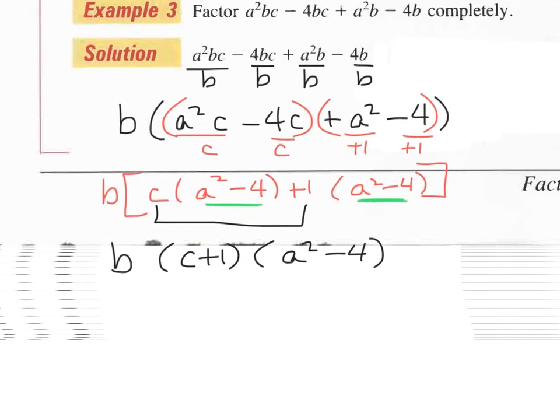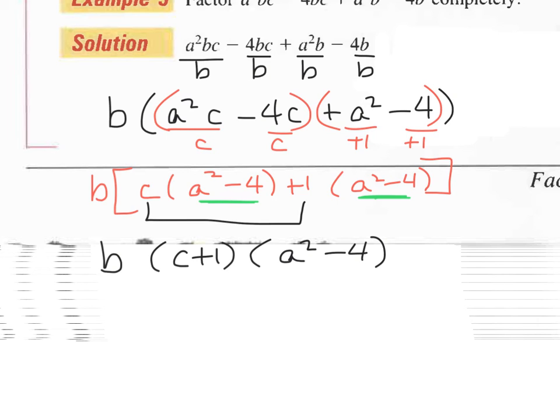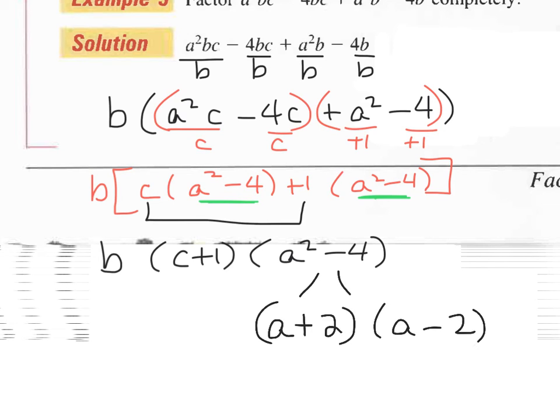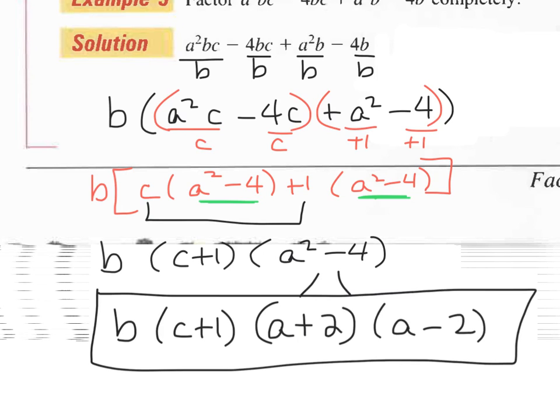Now, notice I have to take a look. Can I keep going? Yes, I can. I can actually factor this further, and this becomes A plus 2. It's the difference of 2 squares. And then drop down the B and the C plus 1. So this would be your final factored answer. So again, you have to keep looking at it and say, wait a minute, can I keep going? Generally, if you've got an exponent, you might be able to keep going. So always double check that you don't want to stop too soon.